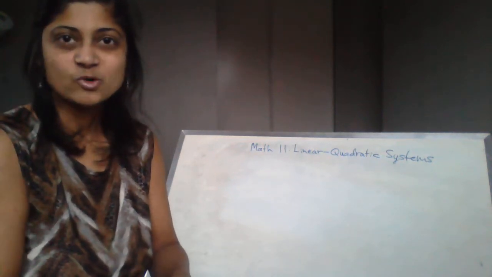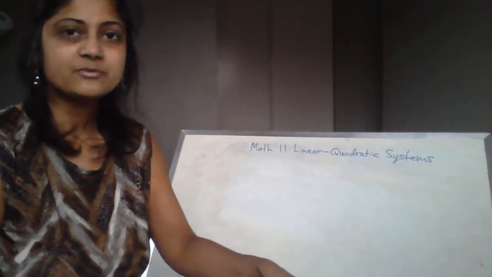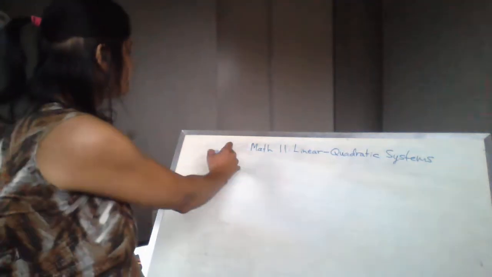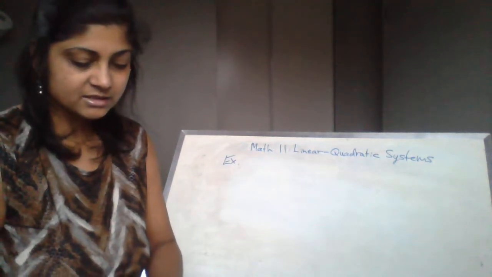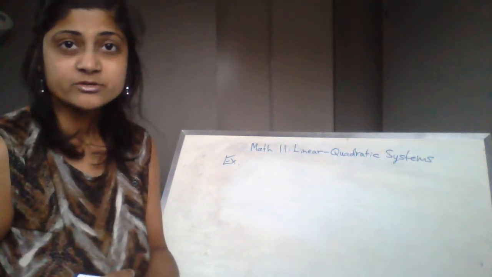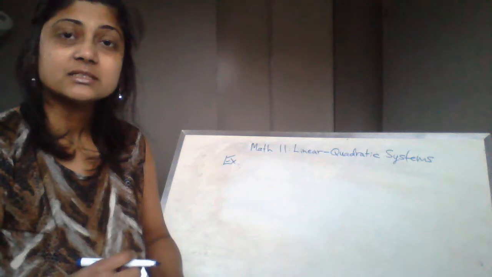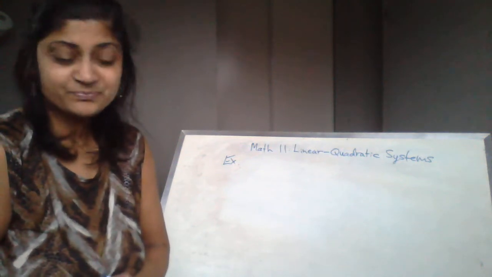Again, I'm going to pick some questions from the textbook. So what we're doing here is I have basically a quadratic equation. Let me put an example, okay? And then I also have a linear equation. I'm trying to see where the quadratic and the linear functions are actually intersecting each other, okay?